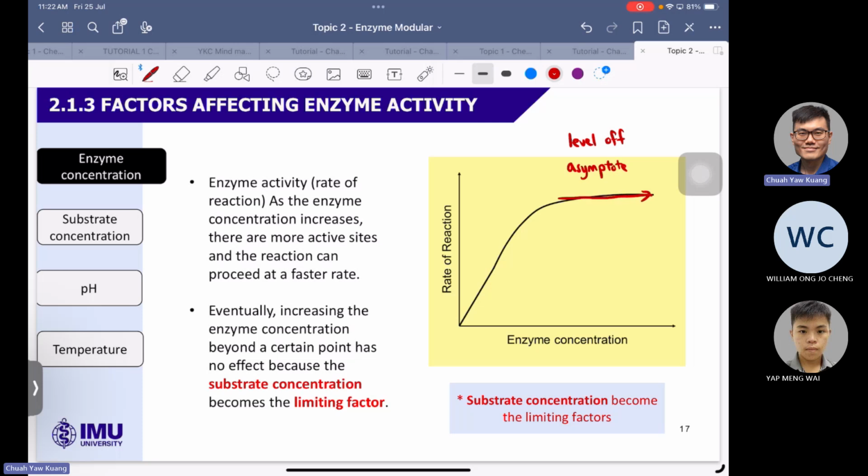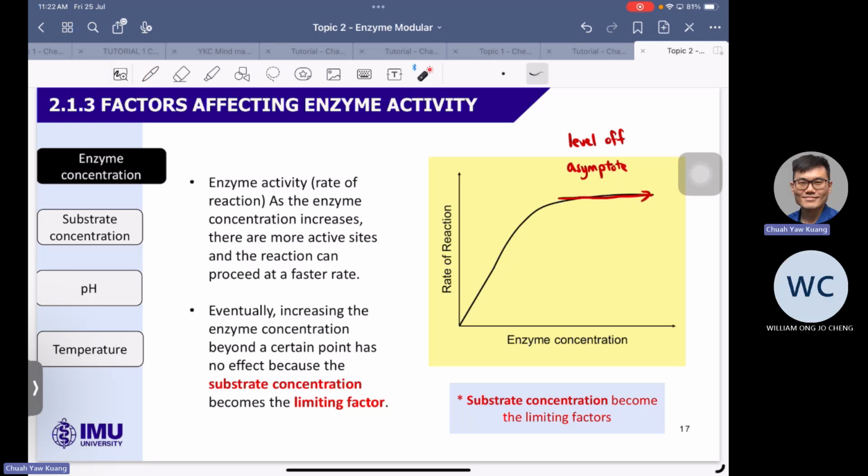You can say the graph levels off, or you can say the graph reaches the asymptote. Okay, so basically, if the question asks you for the limiting factor, for example, what is the limiting factor at this point? At point A, that means actually the whole line here, any point. They ask you what is the limiting factor.